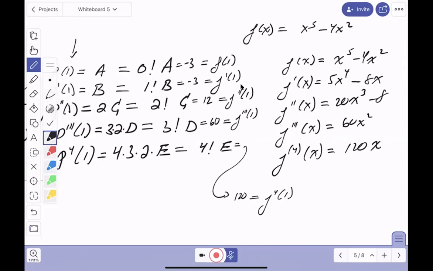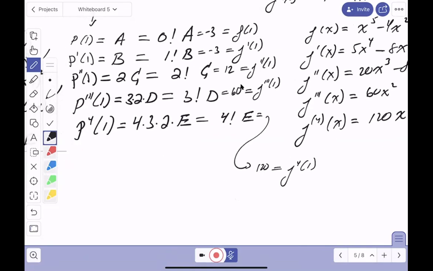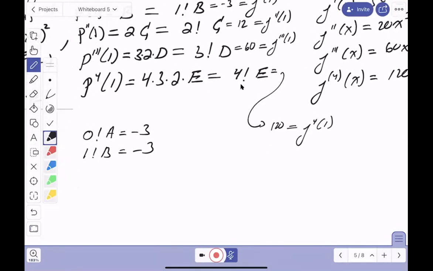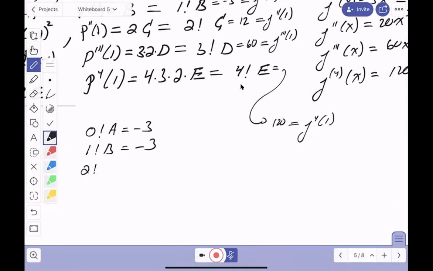So what do I know now? Let me write this down. 0 factorial a is minus 3. I'm going to write them down separately. 1 factorial b is minus 3. 2 factorial c is equal to 12. 3 factorial d is equal to 60. And 4 factorial e is equal to 120. Now, someone says, what are you really looking for? I'm looking to get the a, b, c, and d. And I think you can write it down now.